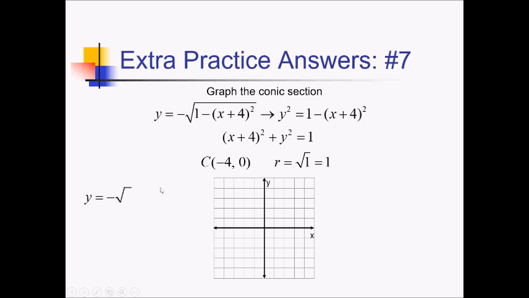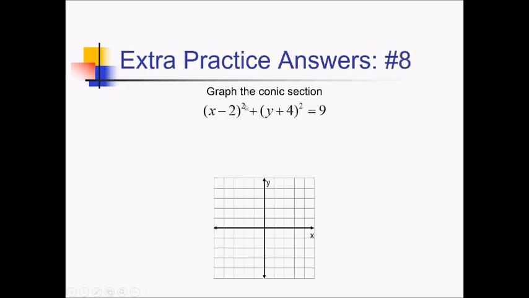So let's go ahead then and graph the center at negative 4 comma 0. That's right about here. And then let's see here. Since we're doing the bottom, we're graphing this part of the circle. So we're doing left 1, down 1, right 1, and connect the dots to get that semicircle.